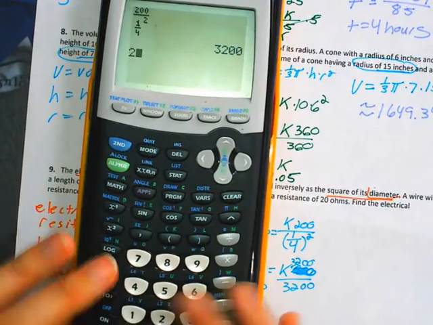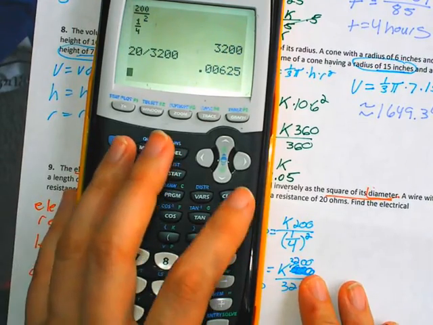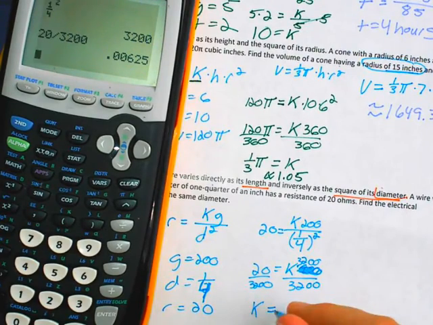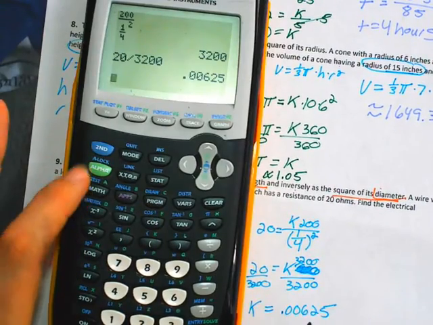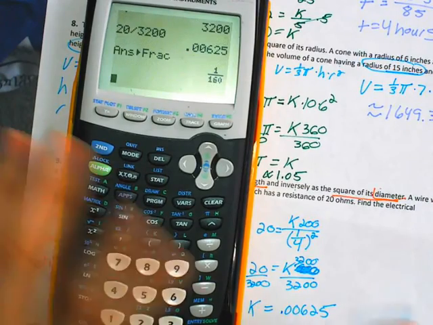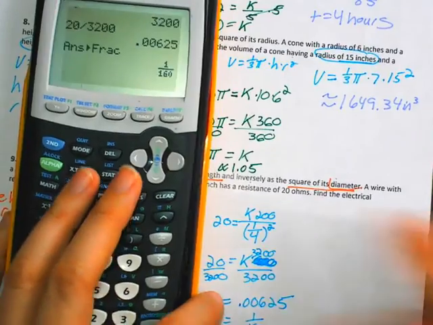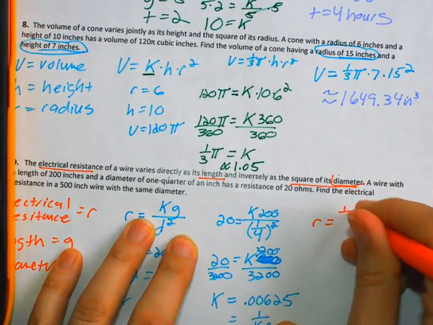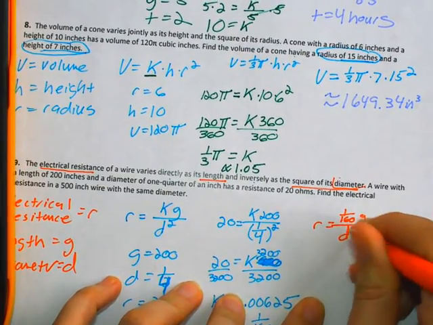So 20 divided by 3,200 gives me 0.00625. So K equals 0.00625. And I'm not going to chop off any decimals. You could also use it as a fraction if you pressed math, enter. That would give you 1 over 160. Either is fine. All right, so I'm going to substitute in my K now that I know it. So 1 over 160 times G all over D squared.